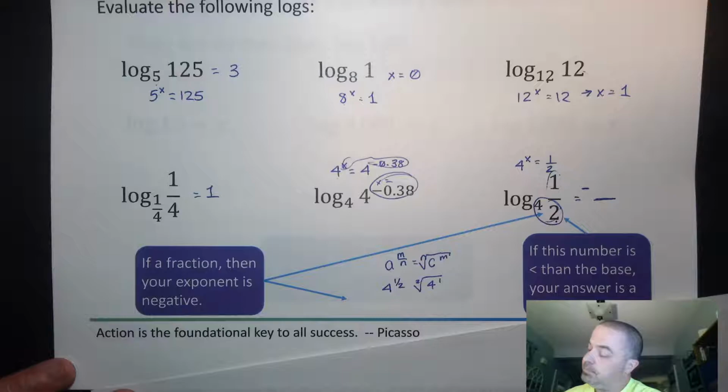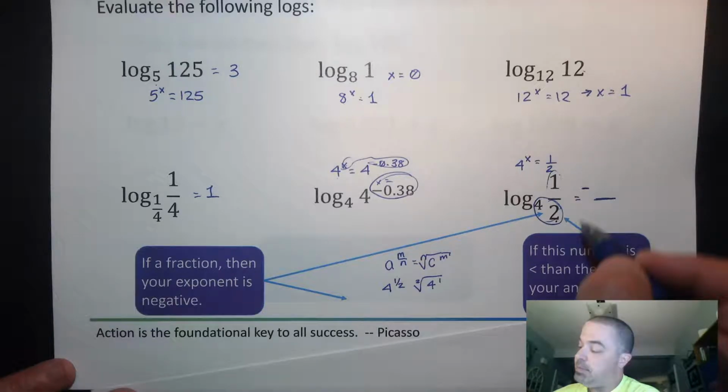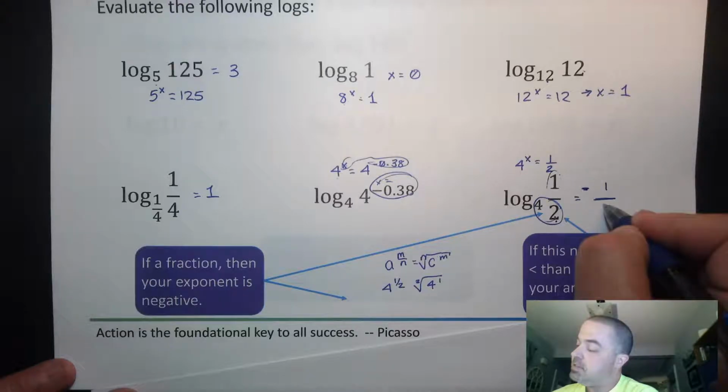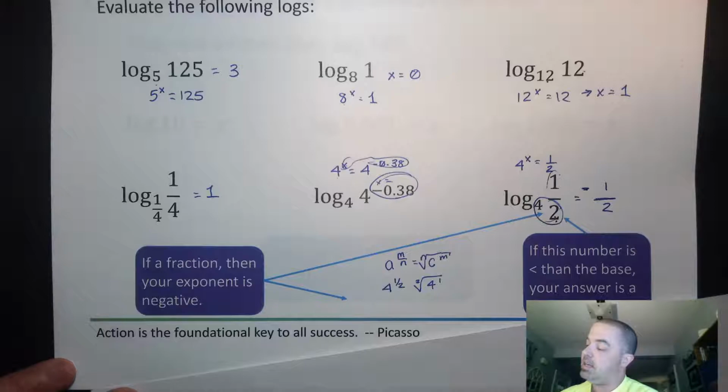So 4 to the 1/2 is going to get me 2. And then to put the 2 in the denominator, that's where that negative sign comes in. So this is going to be negative 1/2. Okay? That's a little tough, I admit, but we'll work on that.